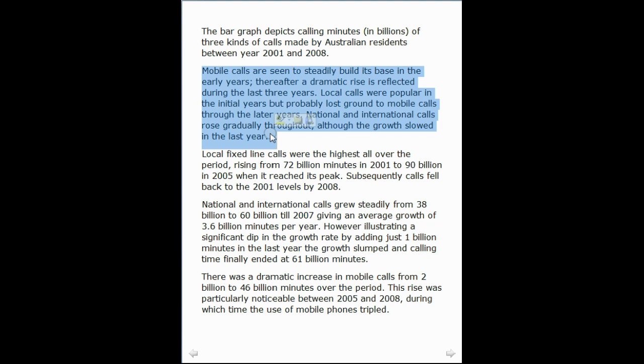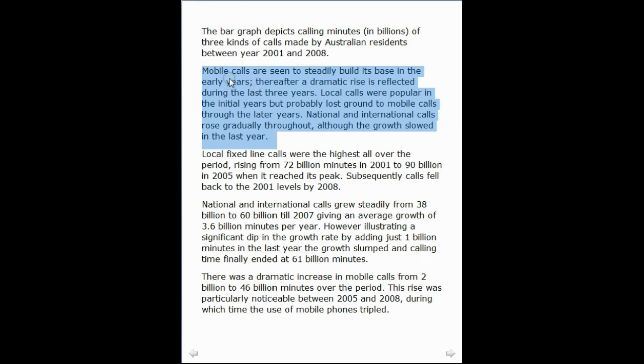Mobile calls are seen to steadily build its base in the early years. Thereafter, a dramatic rise is reflected during the last 3 years. Local calls were popular in the initial years but probably lost ground to mobile calls through the later years. National and international calls rose gradually throughout, although the growth slowed in the last year.